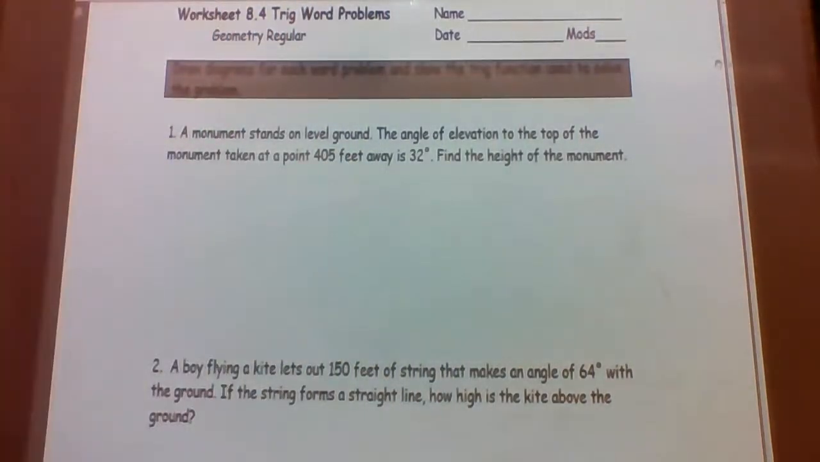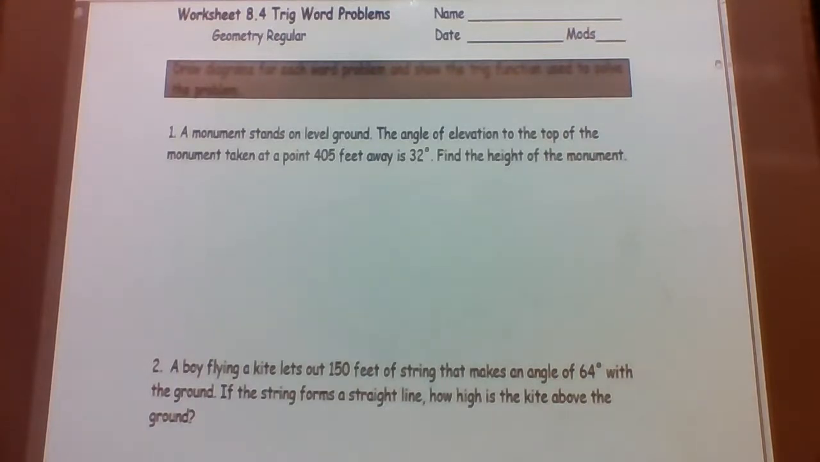All right, this is the trig word problems we did on Tuesday, March 5th. Okay. So first thing we want to do is read the problem, and as we read, we'll read it once. Then as we read it a second time, we're going to want to draw it.